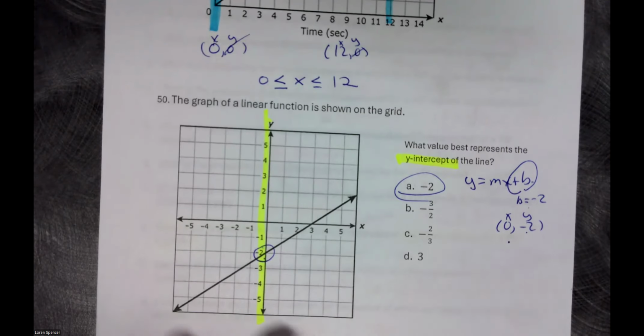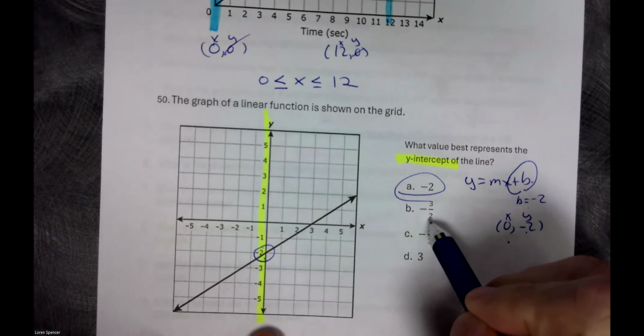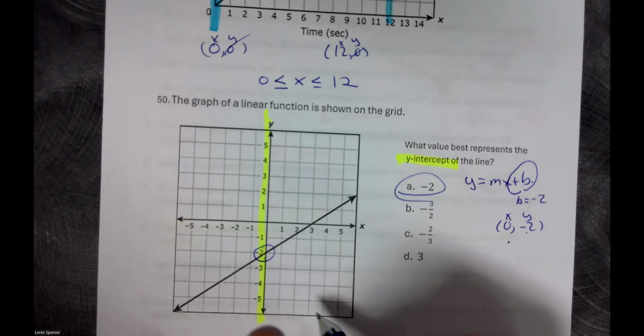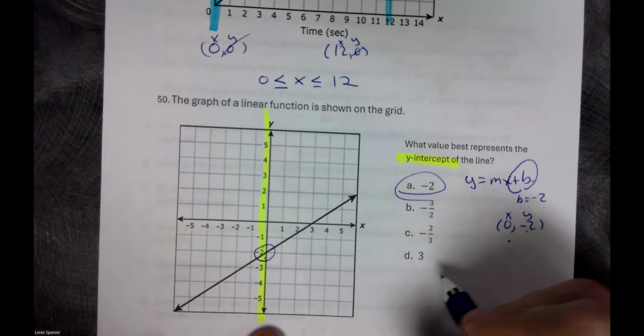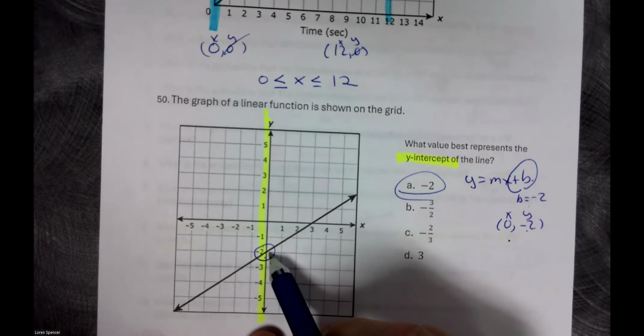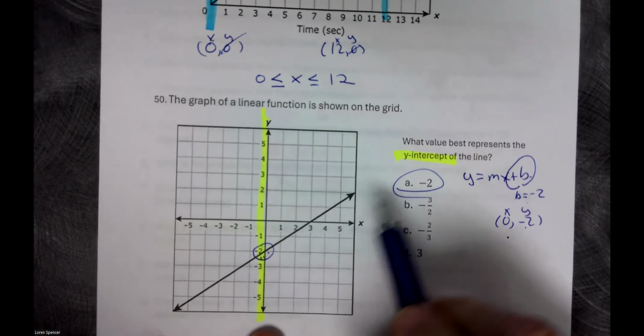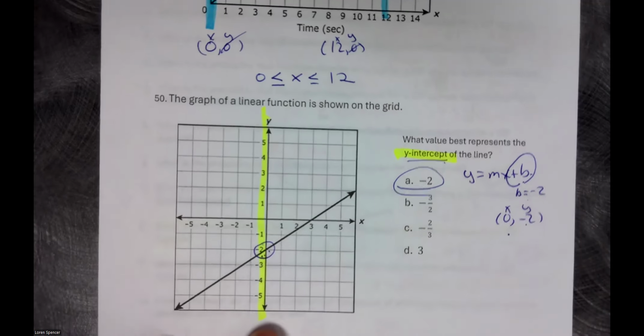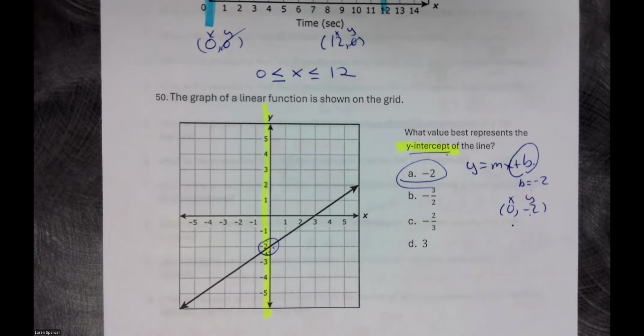If they'd asked for slope, we'd have to count it out, but they didn't ask for slope. They did try to confuse you by giving you the slope, but that's not what it was. They wanted the y-intercept, which is -2. All right, that's another question you have to get right.